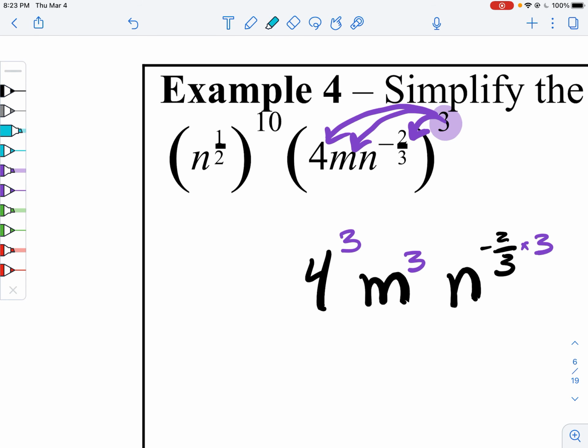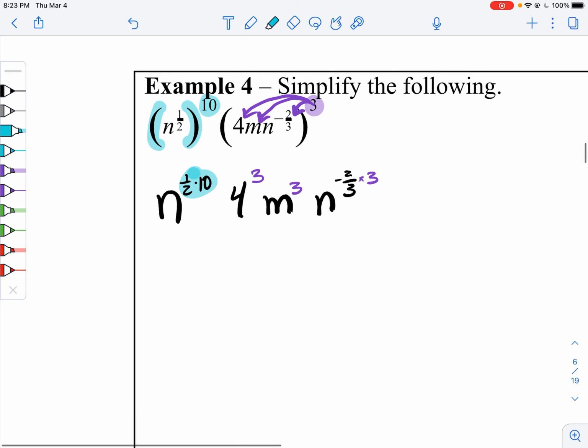Oh, hey, look over here. We've got a power to a power. So that'll give us n to the 1/2 times 10. Cool. Let's clean that up a little bit.